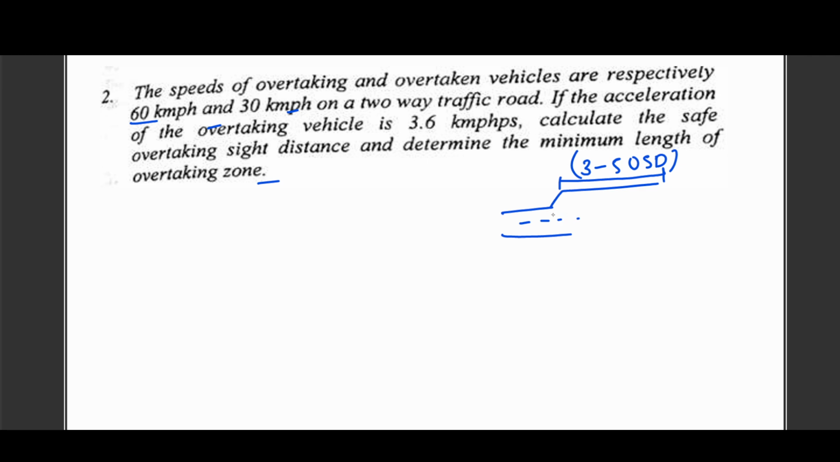Consider this road is very narrow, and I want to overtake this vehicle, and continuously vehicles are coming from the opposite direction. So when the slow moving vehicle reaches here, I can overtake this vehicle from this overtaking zone. That's why it is called the overtaking zone. Simple. Okay, so let's solve this question as well.